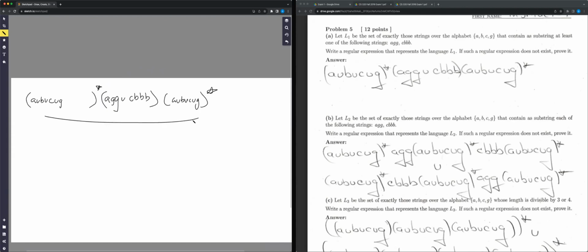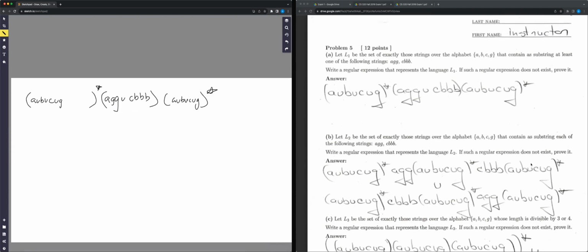And therefore this is our answer. Cool. It's just a substring. We've guaranteed the substring is here, which means all the blanks we just fill in with anything.